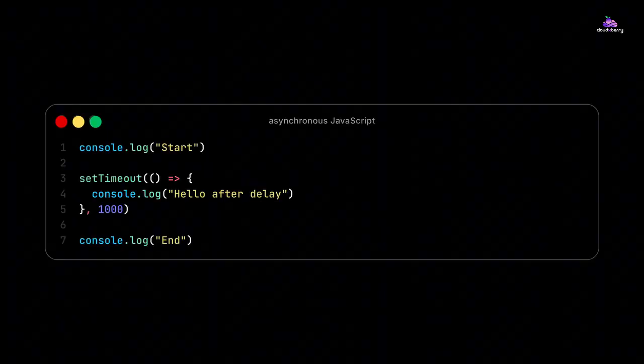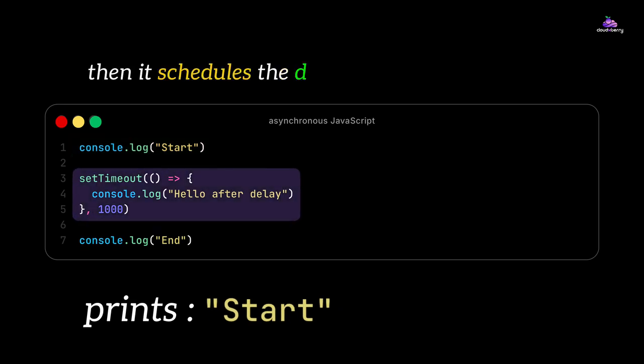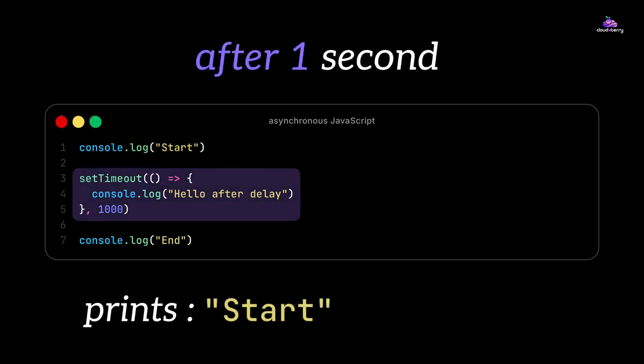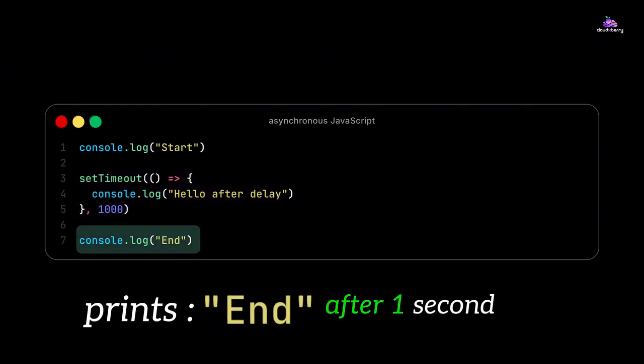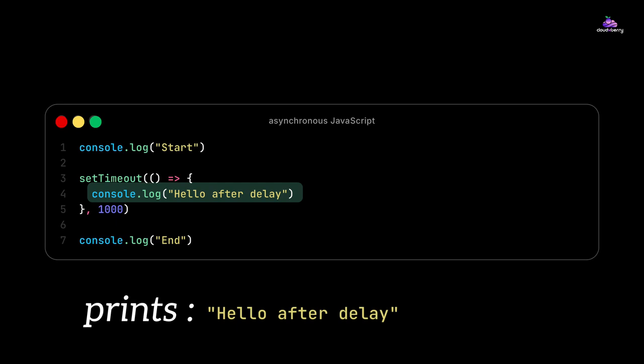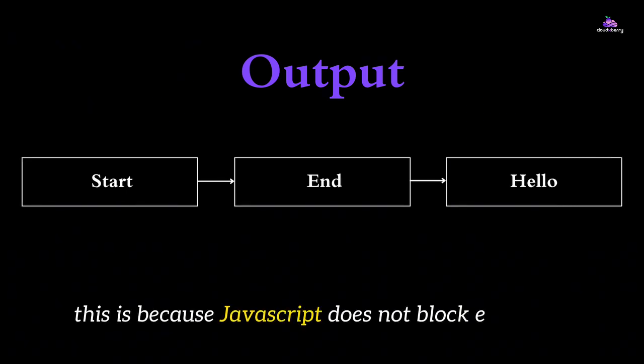Now number 10, asynchronous JavaScript. Notice what's happening here. JavaScript first prints start. Then it schedules the delayed function to run after 1 second. But it does not wait. It continues and prints end. After 1 second, it finally runs the delayed function and prints hello after delay. So the output becomes start, end, hello. This is because JavaScript does not block execution.